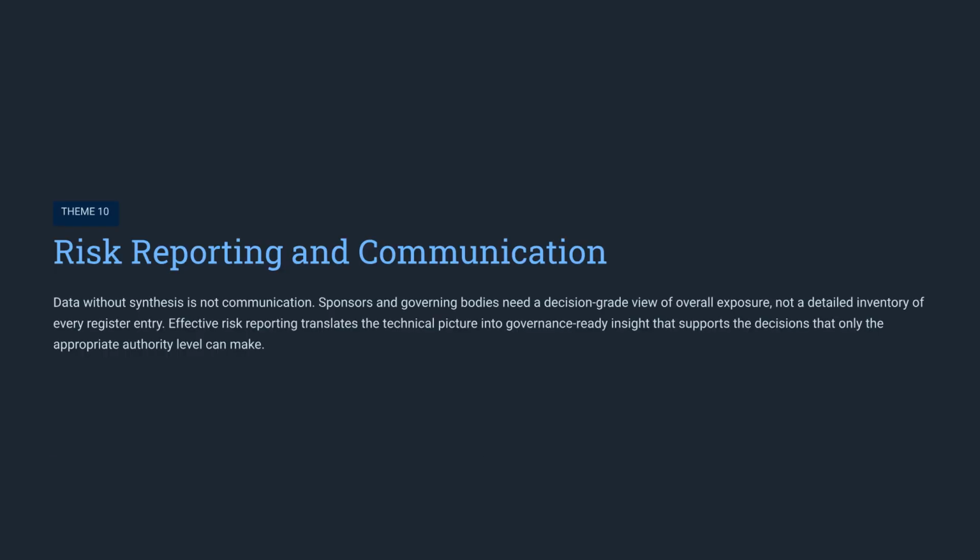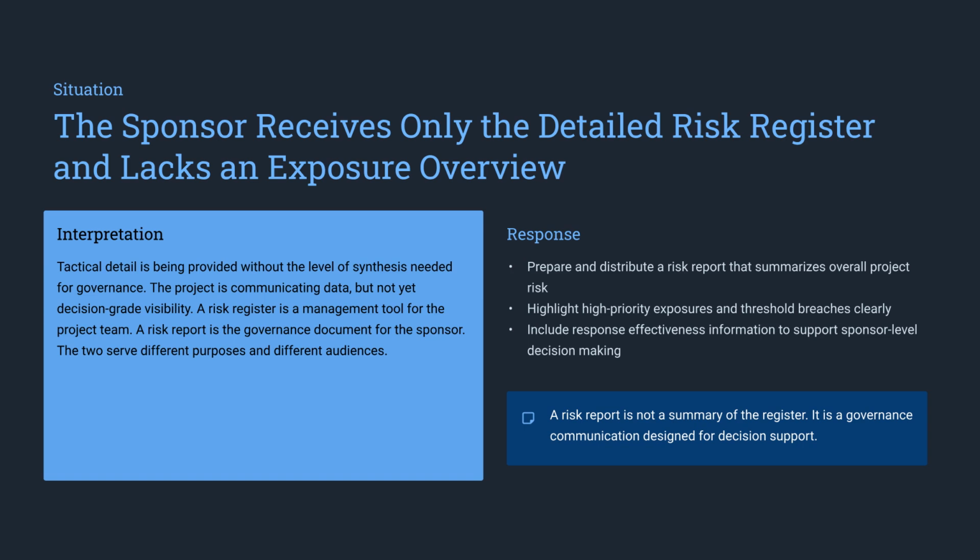Our 10th theme is risk reporting and communication. Remember that data is not the same as insight. Sponsors need a decision-grade overview of risk exposure, not just a raw dump of the risk register. When a sponsor only receives the full risk register, they lack the clarity to make high-level decisions. A risk report should be a governance tool that highlights high-priority exposures, breaches, and the effectiveness of your response strategies.